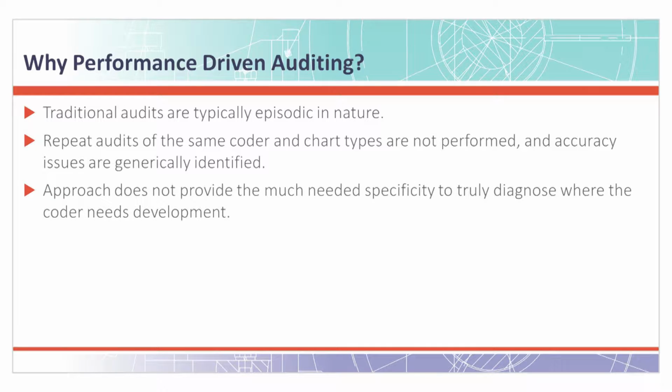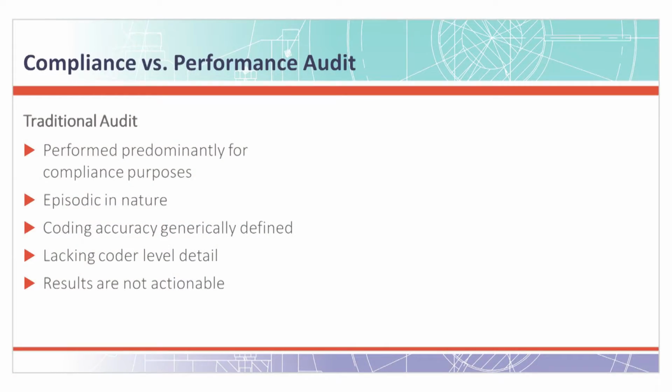It doesn't always identify certain areas coders need development in. Sometimes it might say, hey, your overall coding accuracy is 95%, or it's 92%. But does it get granular and tell you, this is an area you can work in for all of your coders, or this is an area you can work in for coders A, B, and C, and you can see substantial results? So in those traditional audits, again, they're episodic.